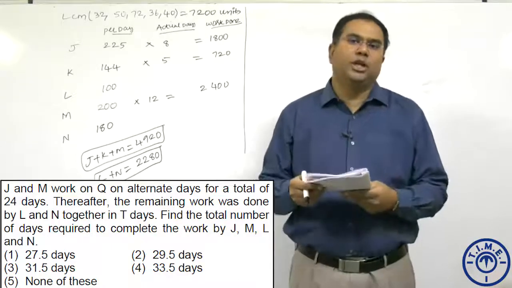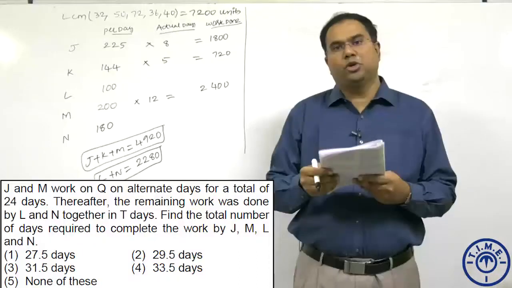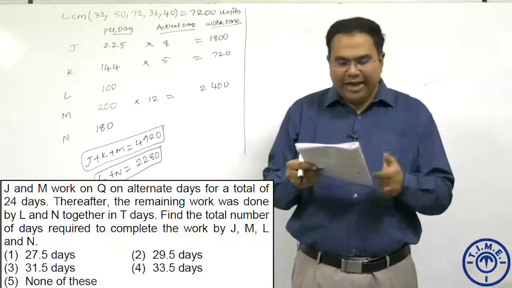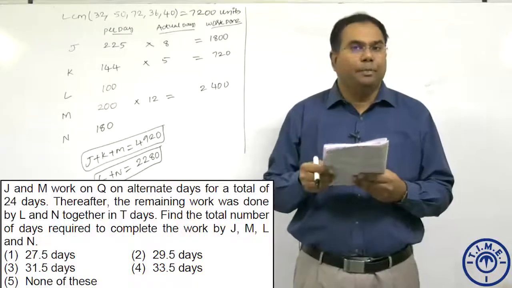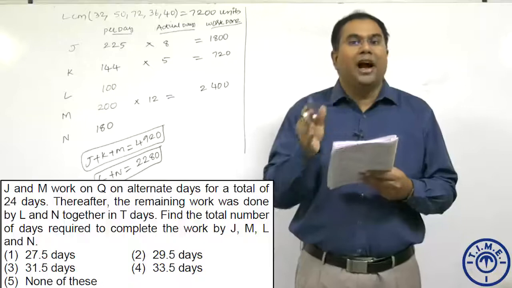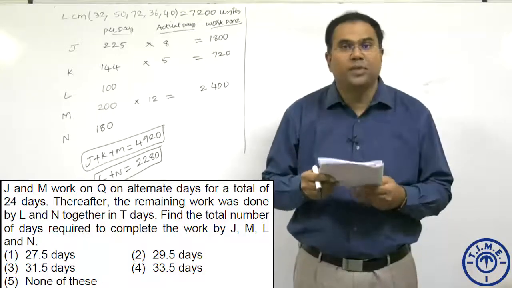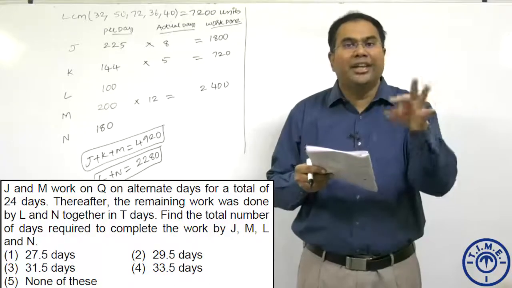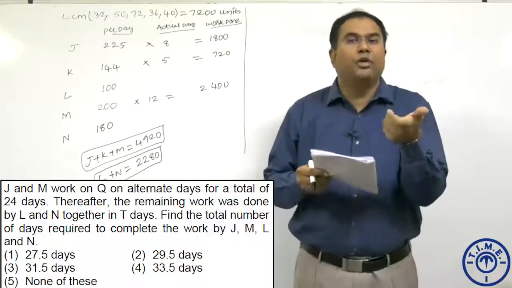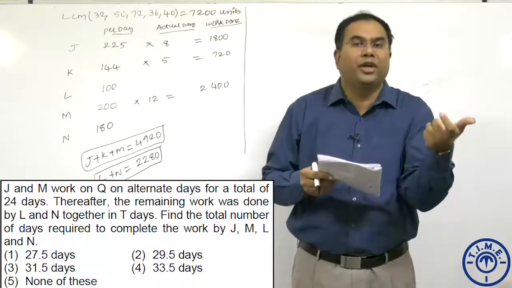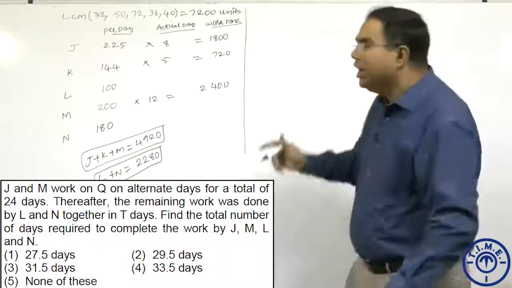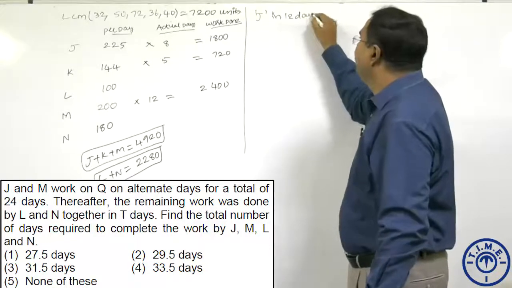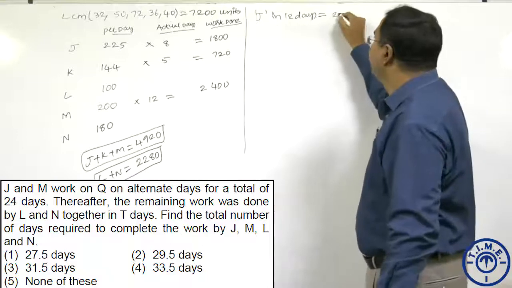So, P is 7200 units, Q will be total work 7200 units and R will also be 7200 units. Here J and M are working on work P for 24 days alternatively. That means J, M, J, M, J, M, they are working on alternate days. So, out of total 24 days, J will work for 12 days and M will work for 12 days. J in 12 days will complete, one day J will do 225 units.